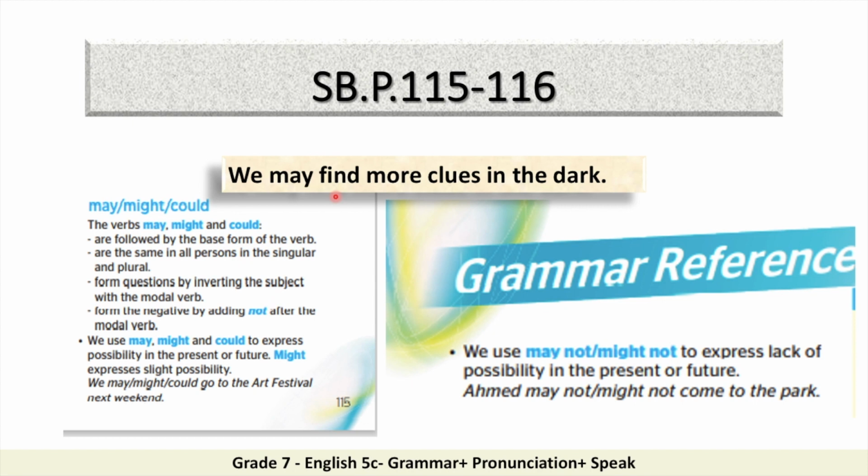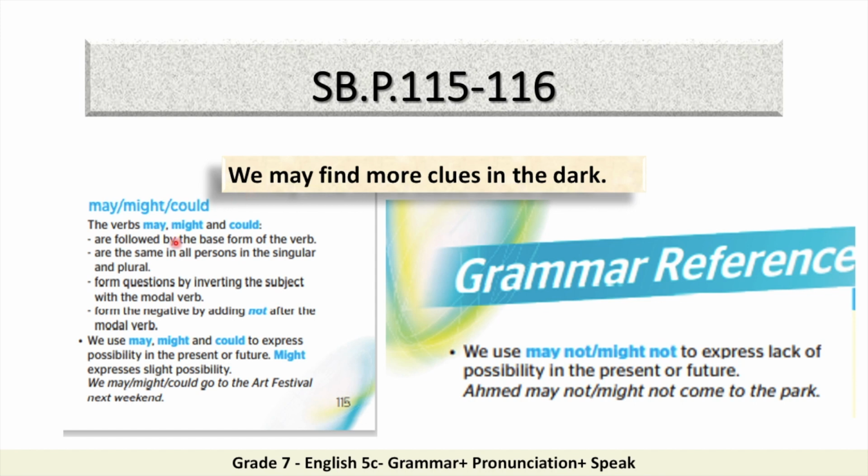Well, also the verbs may, might, and could are the same in all persons, in the singular and plural, which means we use all pronouns before the modal verbs may, might, and could. I can say I may find, they may find, he may find, we may find. All the pronouns can be used here.